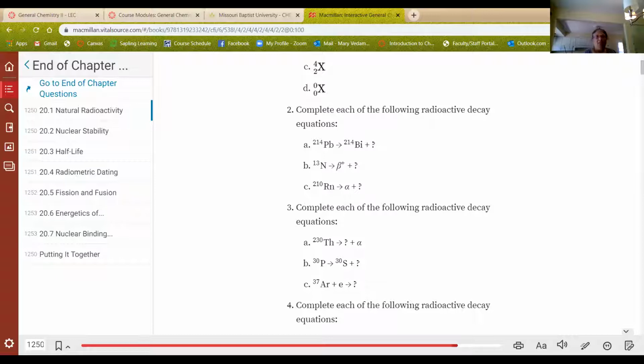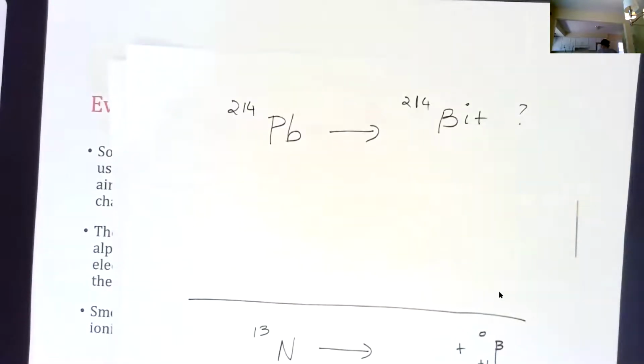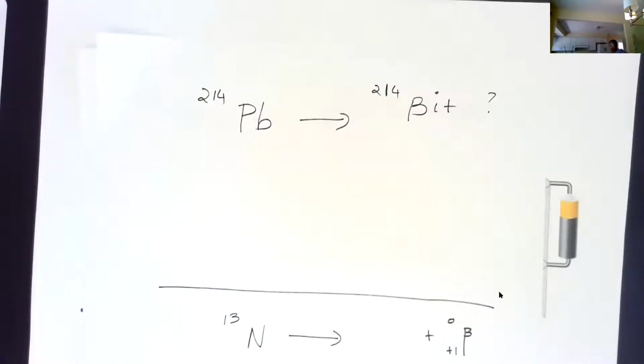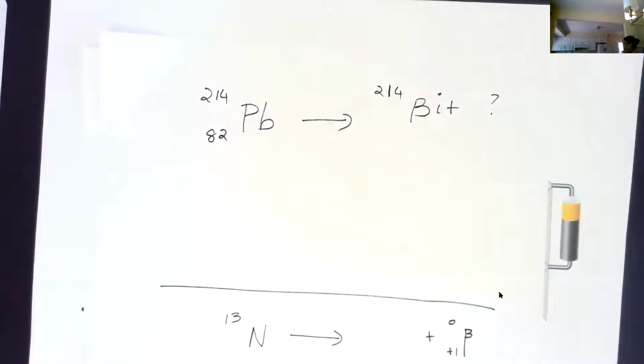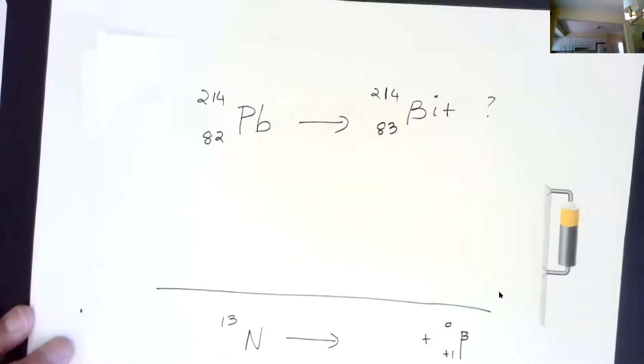Okay, I'm going to go back to the document camera. Try this one first. That's bismuth. And let me give you the atomic numbers. So you'll need a periodic table. You may want to grab one. Lead is 82. Bismuth is 83. Tell me what that answer is.